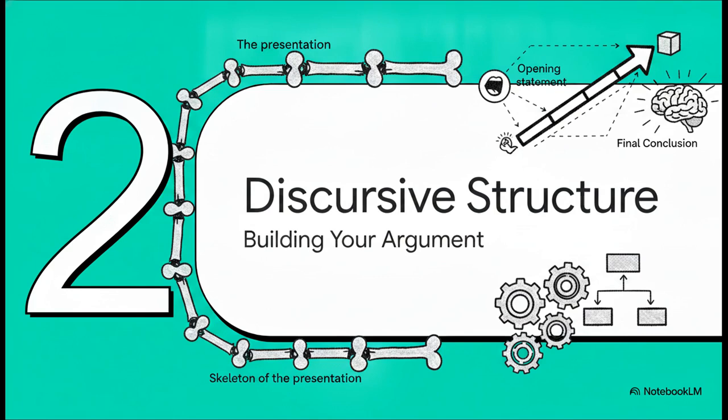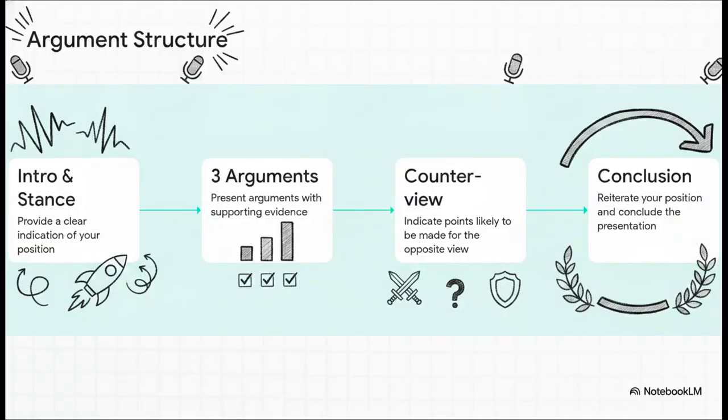Moving on to Part 2, the discursive structure. This is how we actually build the skeleton of your argument. Let's track the exact forward momentum you need for a top-tier presentation. First, you start with your introduction and a really clear statement of your position. Then, you present up to 3 strong arguments with supporting evidence.